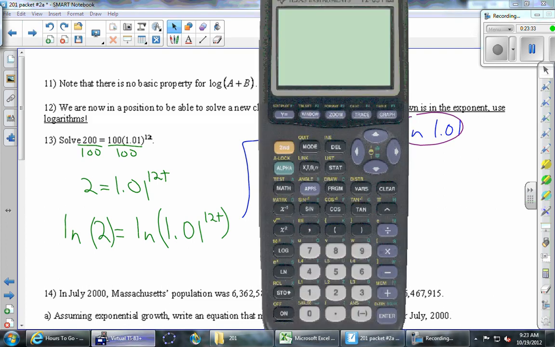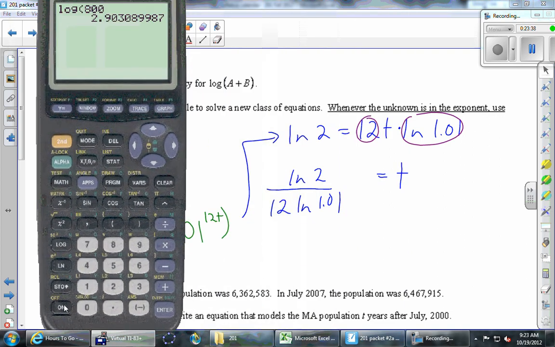We'll type it in. ln of 2 divided by 12 ln of 1.01. Good. This is okay. It's wrong. You've got to be really careful when you're typing in fractions on the calculator. It doesn't understand what's on the bottom. So I hit enter. Turns out I get the wrong answer.